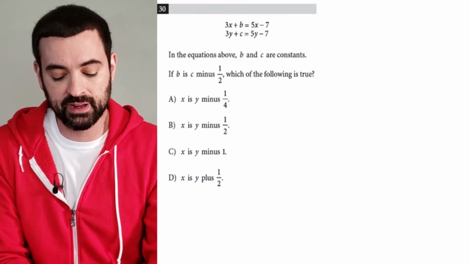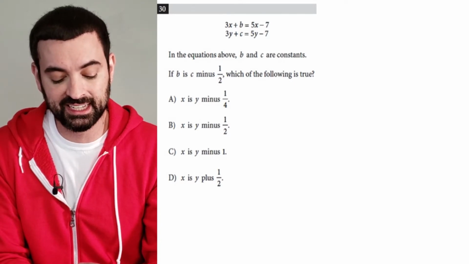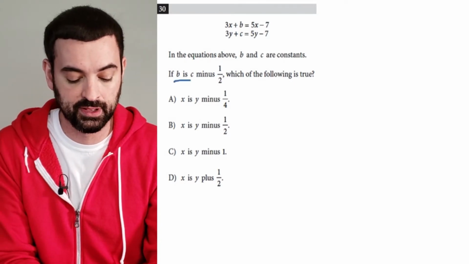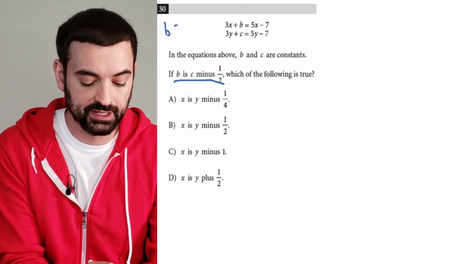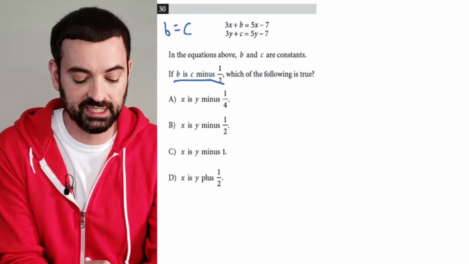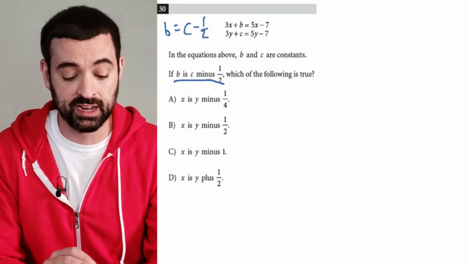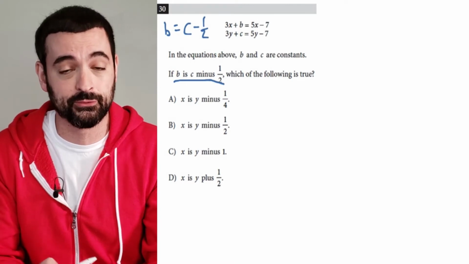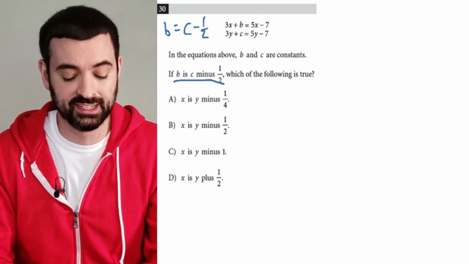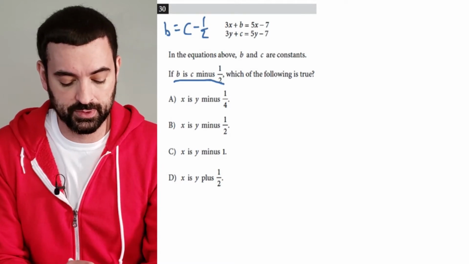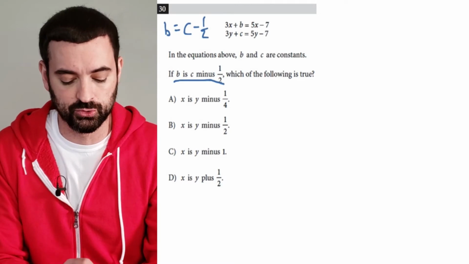In the equations above, B and C are constants. B is C minus 1/2. That means that B equals C minus 1/2. We're going to do some substituting there and limit the number of different constants or variables or just letters that we need to deal with. So which of the following is true? Let's not even worry about the answer choices yet. Let's start by substituting.